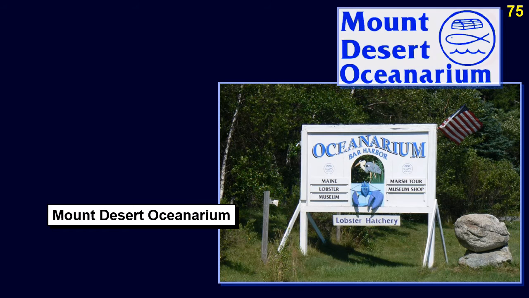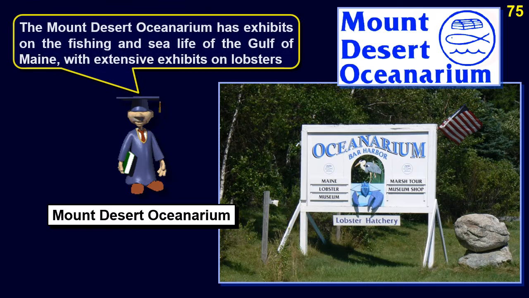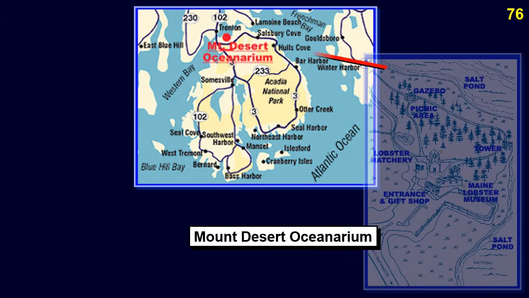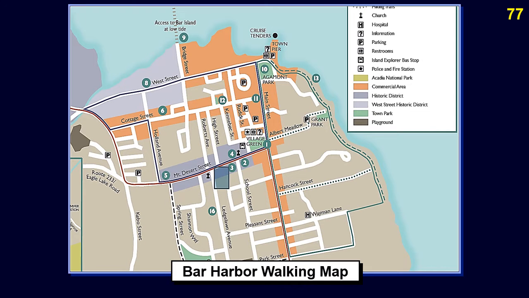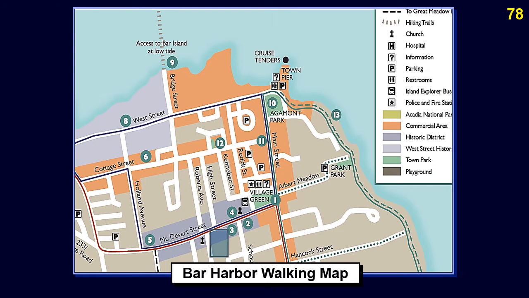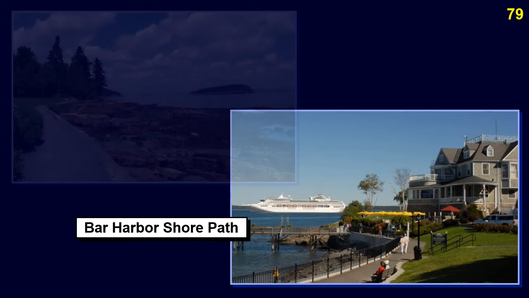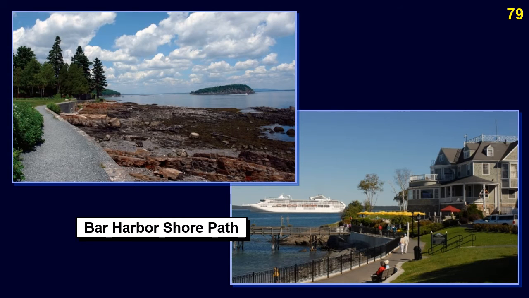The Mount Desert Oceanarium has exhibits on the fishing and sea life of the Gulf of Maine, with extensive exhibits on lobsters. This shows the location of the Mount Desert Oceanarium. This is a walking map of Bar Harbor. This is a detail of the walking map of Bar Harbor. This is the Bar Harbor shore path.